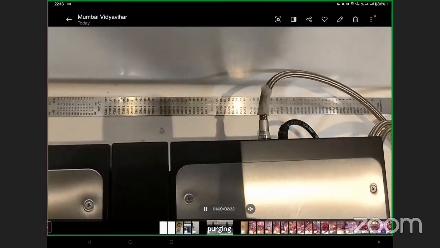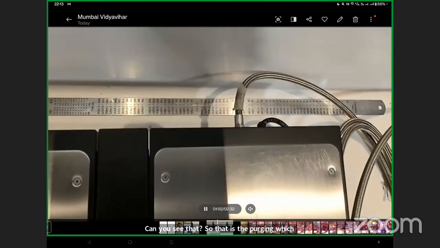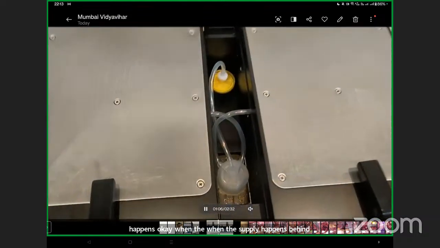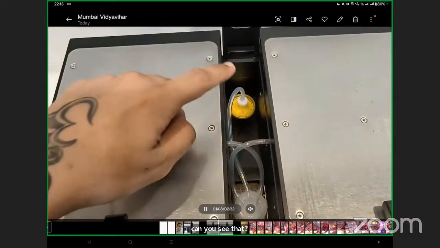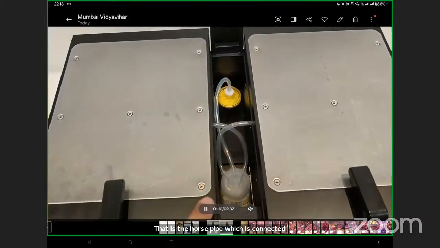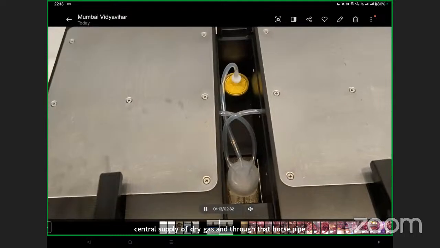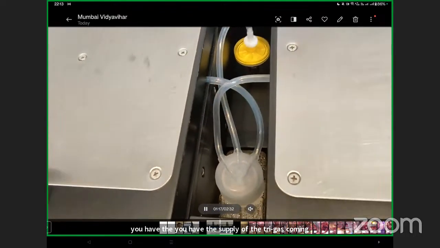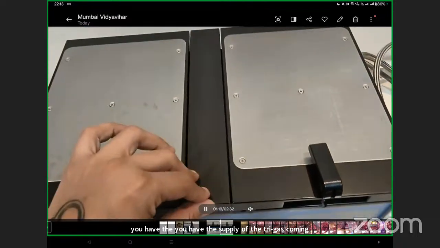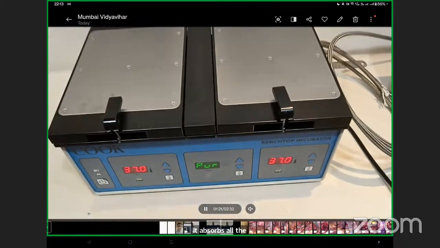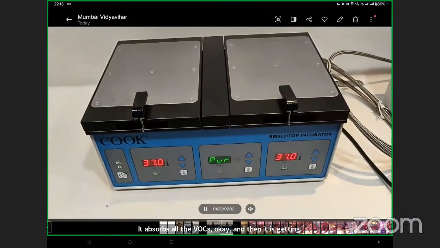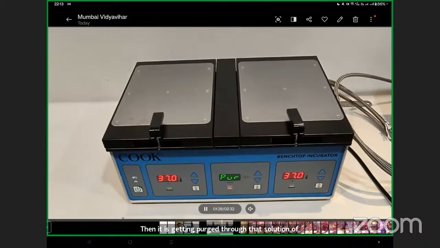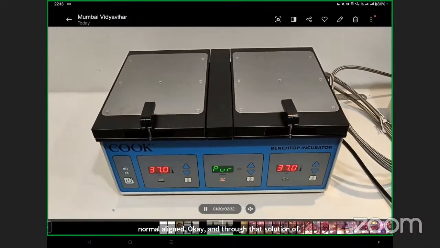Can you see that? That is the hose pipe which is connected through the central supply of trigas, and through that hose pipe you have the supply of the trigas coming inside, through the filter. It absorbs all the VOCs. Then it is getting purged through that solution of normal saline or sterile water, whichever you may choose, and it is going to supply the gas inside the chambers.